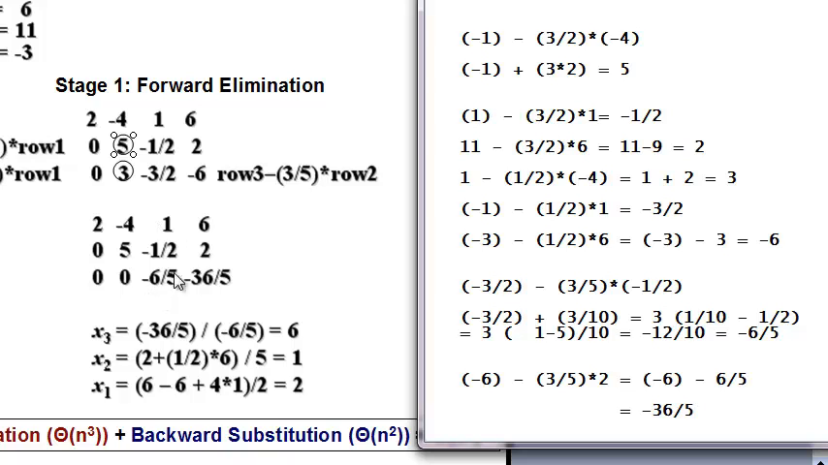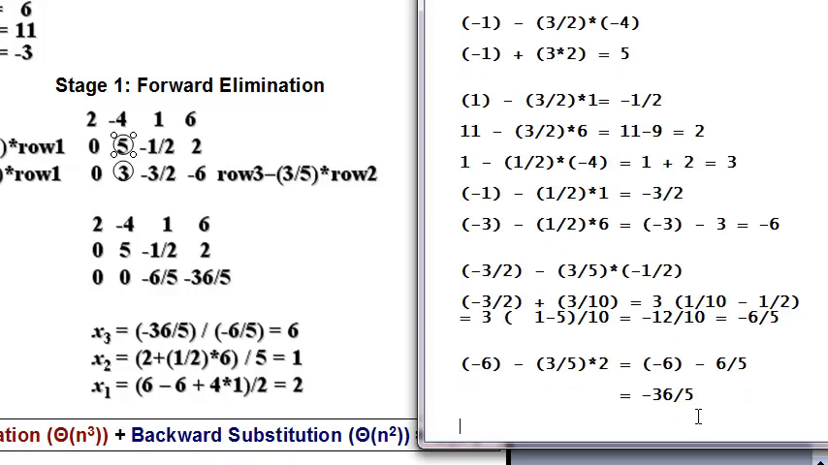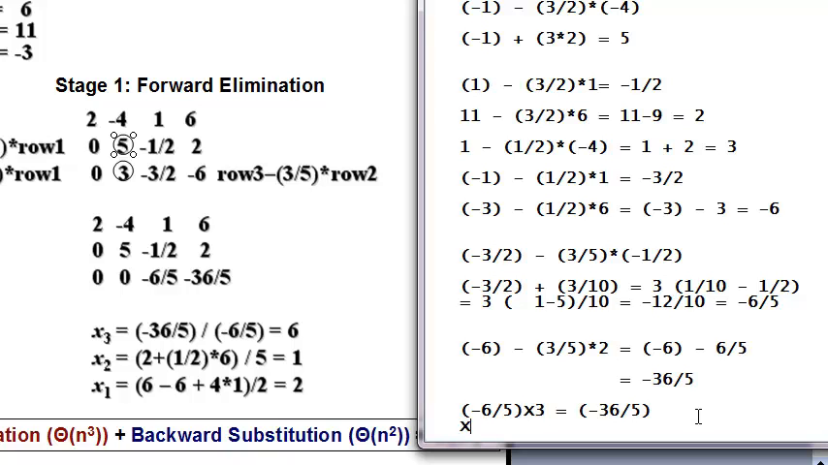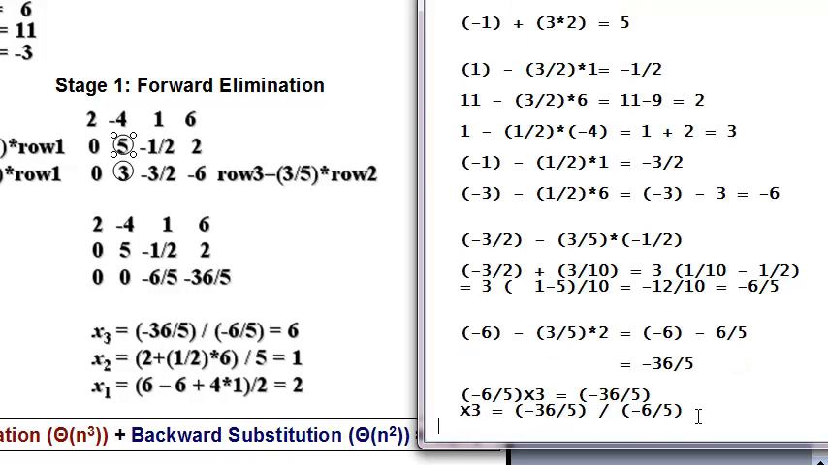So this is now the coefficient of x3. So all these things are equivalent. So you're transforming from here to this, and then from that to this one. So now negative 6 over 5 times x3 equals negative 36 over 5. So x3 equals negative 36 over 5 divided by negative 6 over 5. So that's going to be 6.